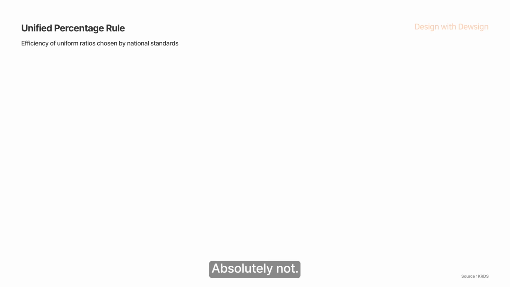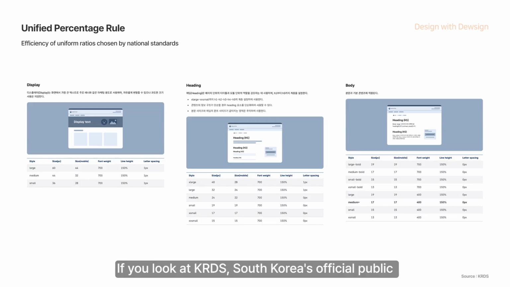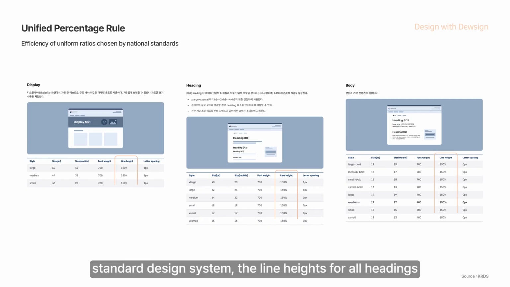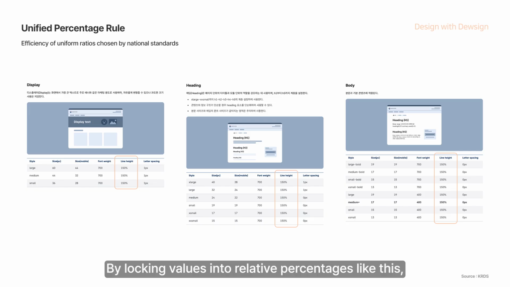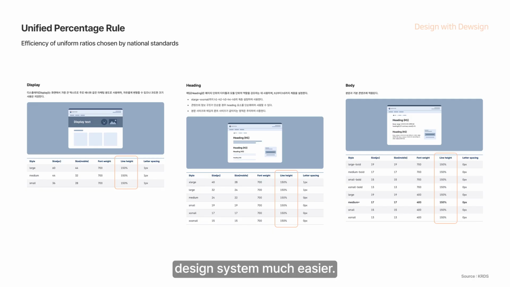Absolutely not. If you look at KRDS, South Korea's official public standard design system, the line heights for all headings are completely unified at 150%. By locking values into relative percentages like this, the size of the room automatically scales in harmony with the changing font sizes. This simplifies maintenance and makes managing the design system much easier.